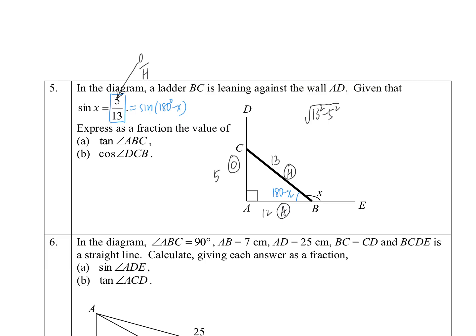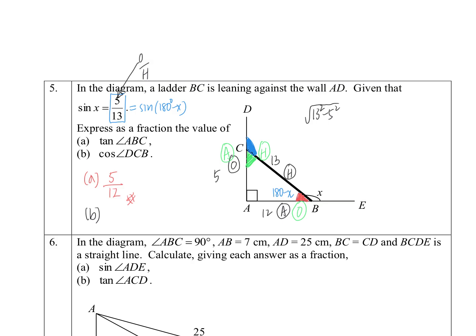Now the question says, can you find tangent ABC? That means this one. So no problem, right? I already have my 3 ratios. So what is tangent ABC? 5 over 12. No negative, no nothing because it's acute. It's always positive. Okay, next is DCB. This one next door. This is obtuse. When you are given an obtuse, look for the acute next to it. And then label your H, A, O. So with the cosine ratio, what is the ratio of DCB?